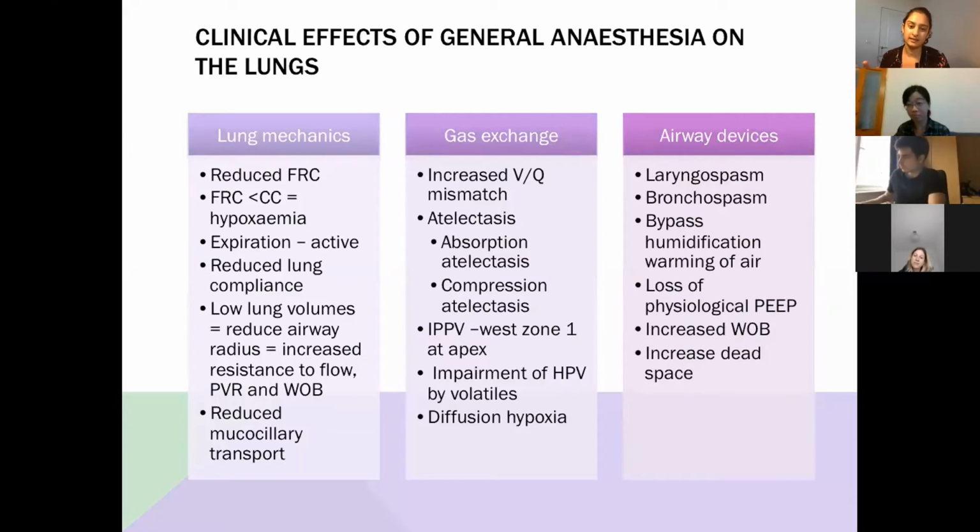In this equation, the main point I'm trying to pick out is that the radius is to the power of 4. So every little bit of reduction in the radius of the airways increases the resistance to flow by a power of 4, which greatly increases the resistance to flow, pulmonary vascular resistance, and work of breathing for that patient if they are spontaneously breathing.